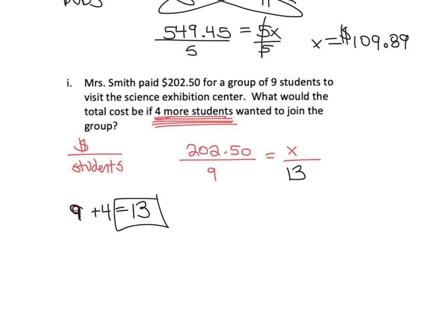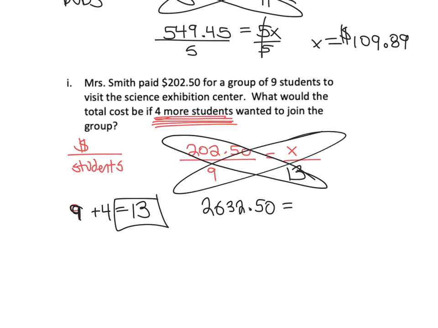Okay, so now let's go ahead and solve this out. So we've got $202.50 times 13. All right, and what we get is $2,632.50 equals 9 times x is just 9x. And then our last step is to divide each side by 9. And what we get is $292.50.